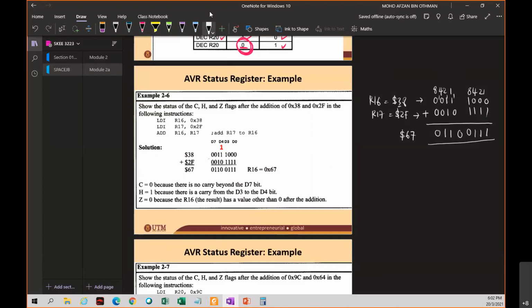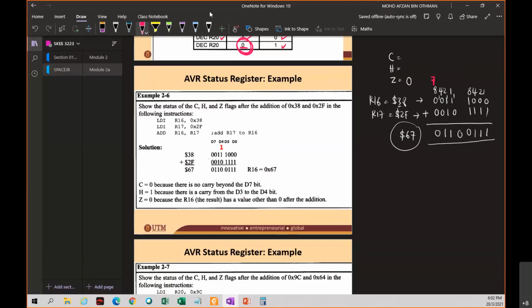Okay, the persoalan is kita nak cari C, H dengan Z flag. Paling senang, mula-mula kita cari Z dulu. What is the value of your Z flag? Since the result after you do the addition masih ada value which is 67, so automatically Z sama dengan kosong. What about your C flag? Ada tak any carry from bit?